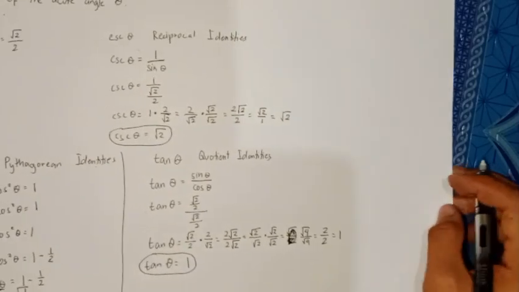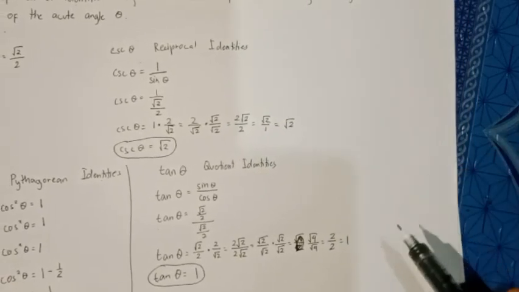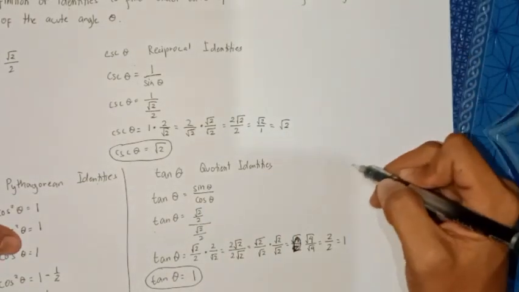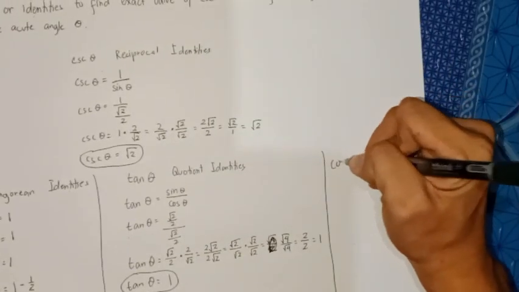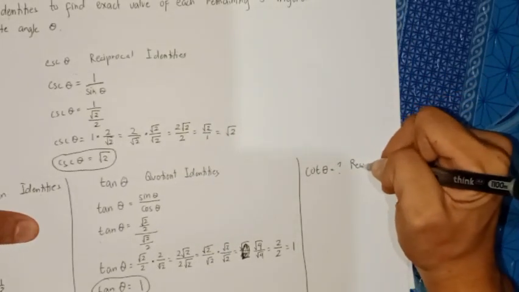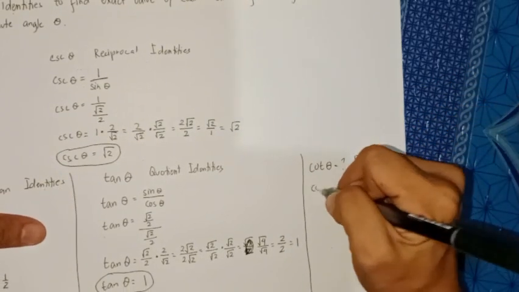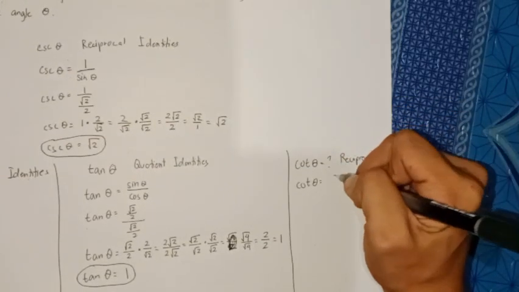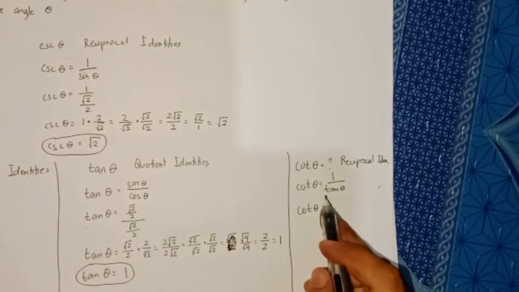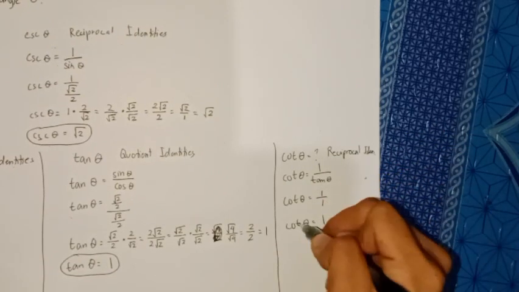Next, we will find the value of cotangent theta. Since we have tan, we can now find the value of cotangent theta by using reciprocal identities. So cotangent theta is equal to 1 over tangent theta. Cotangent theta is equal to, the value of tangent is 1, so 1 over 1. So cotangent theta is equal to 1. This is now our cotangent.